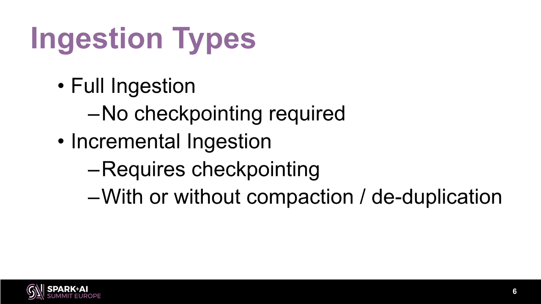Typically, we have seen two types of ingestion mechanisms. One is full ingestion, wherein you dump the entire data from source to destination. These are typically small tables, such as metadata or configuration tables. They do not have transactional-level details but are rather static tables. So you periodically dump the entire table as a whole, and they do not require any checkpointing because you are dumping the entire table in every run.